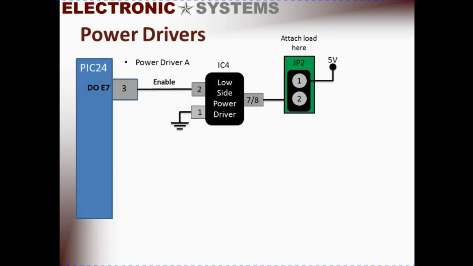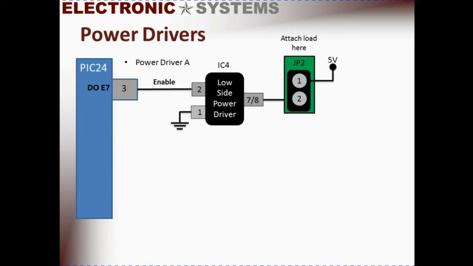The NESI board provides power drivers to be able to control high-power external devices. There are 2 of these circuits available. Power driver A begins with the ability to attach the 5 volts to an external device, such as a motor, across JP2. Once that is done, the PIC-24 has the ability then to control current flow through that motor using the digital output that's available on pin 3.